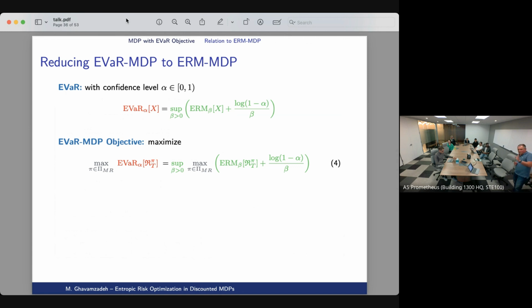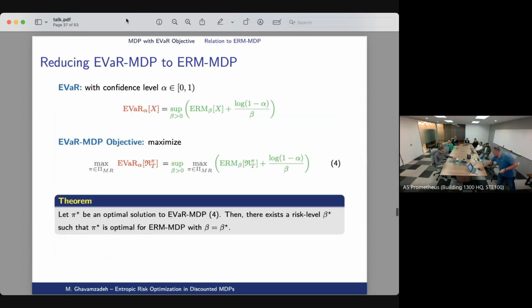So look at this equation. Max is applied to ERM on the right-hand side and a term that is independent of the policy. So because of this, we can very easily say that if pi star is an optimal solution of EVAR, then there exists a risk level beta star such that pi star is also optimal for the ERM MDP at beta equal to beta star. Why? Because here this max is over the ERM, so there is a beta where the optimal policies of these two coincide.